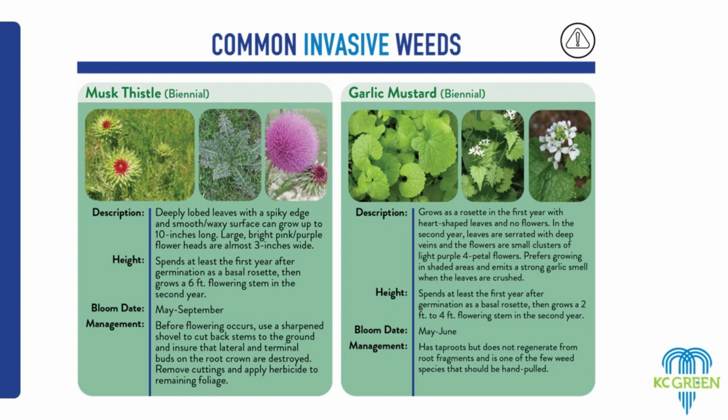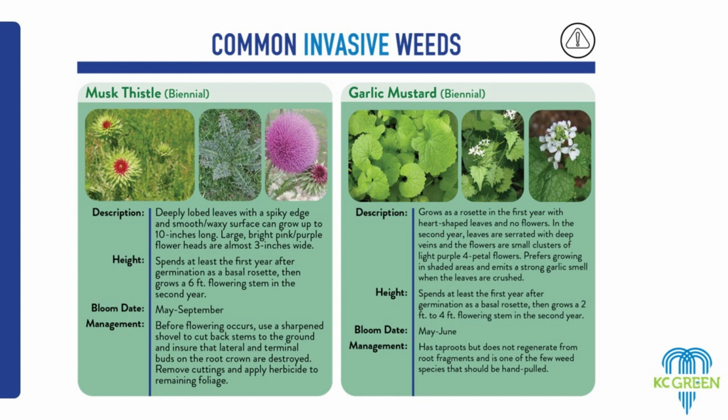But this is one that's a biennial. If you get isolated little clumps of it, cutting it back and then applying herbicide directly to that foliage would be the preferred management method, a more targeted herbicide application, to make sure we're not getting herbicide on any of the surrounding desirable plants.